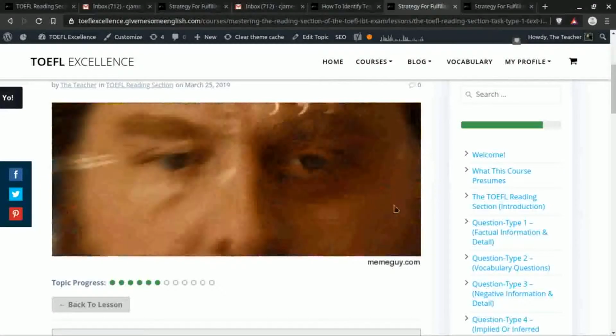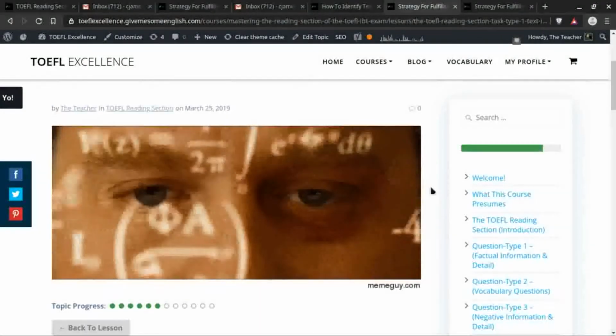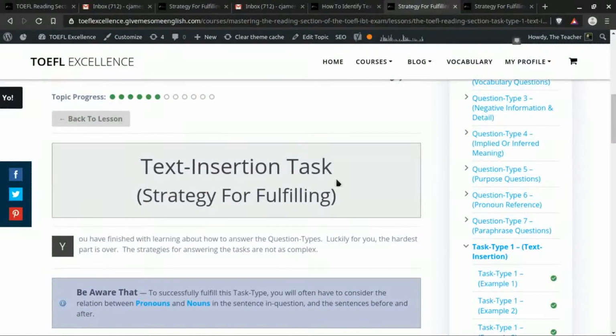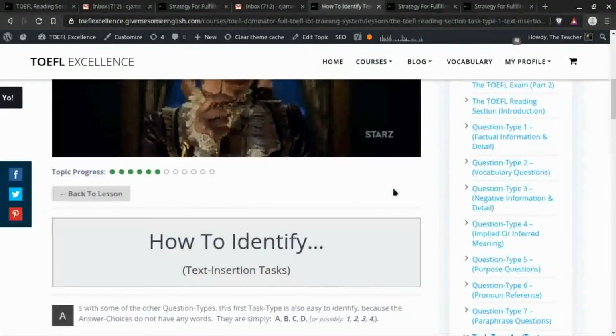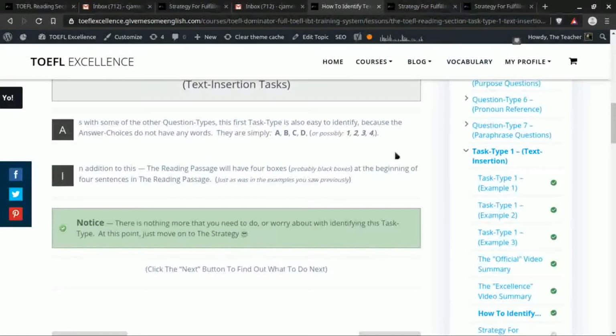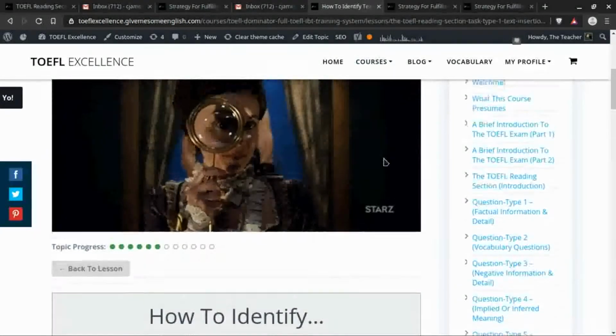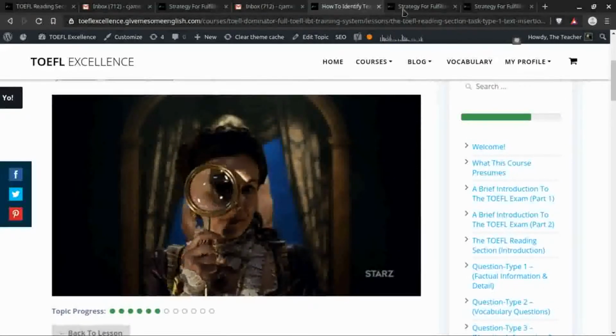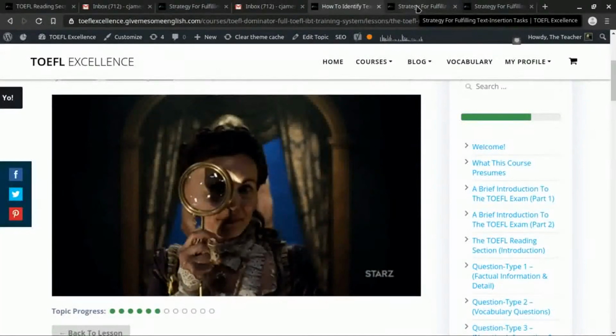Okay, welcome back. We are now on the strategy of the text insertion task. First of all, just to go back to how to identify. Now, you probably already noticed that this one is incredibly easy to identify. That's because it will always have the black box and the letter A. It could have the numbers 1, 2, 3, and 4, but probably the letters A, B, C, D after the black box. So having to identify this task type is not really a major part of the strategy.